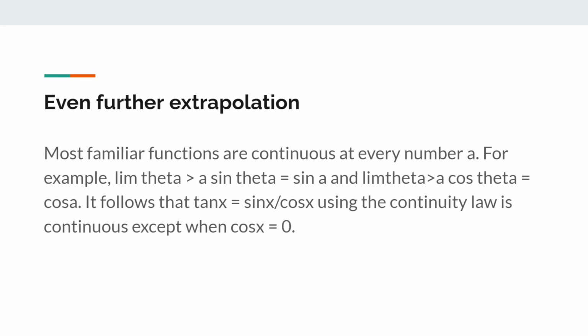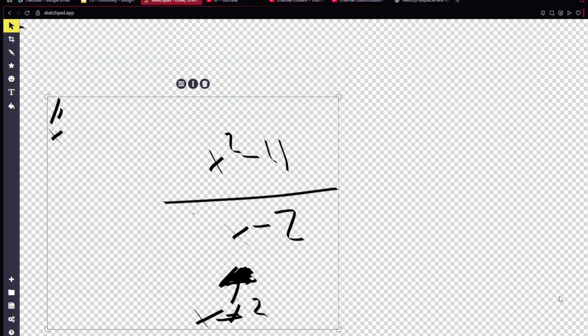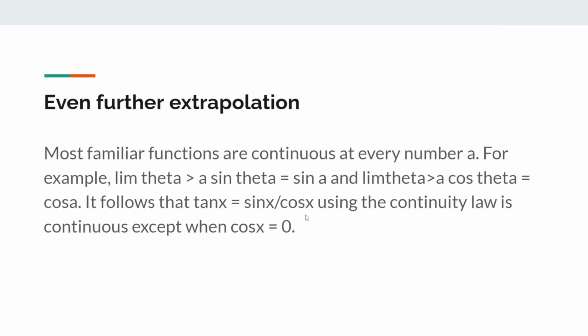Even further extrapolation, so many familiar functions are continuous at every number a. Like sine x is continuous, x squared is continuous. A lot of these simple terms. Square root of x is continuous except at x equals 0. So a lot of these terms are actually continuous, and this book uses an example of tan x equals sin x over cosine x. Using continuity laws, it's continuous except when cosine x equals 0, which would be, using some quick maths, at pi over 2 plus n pi.